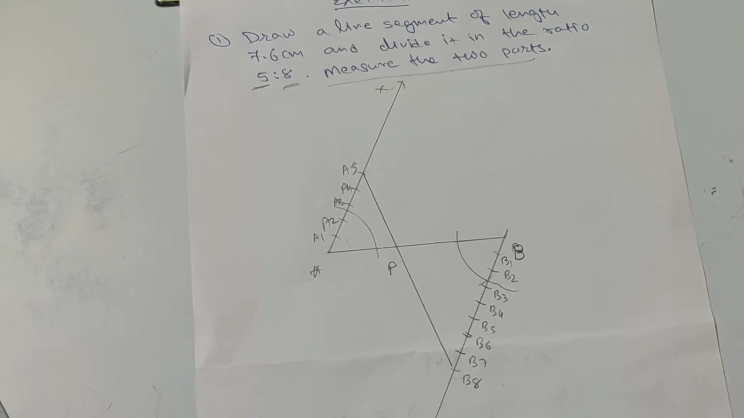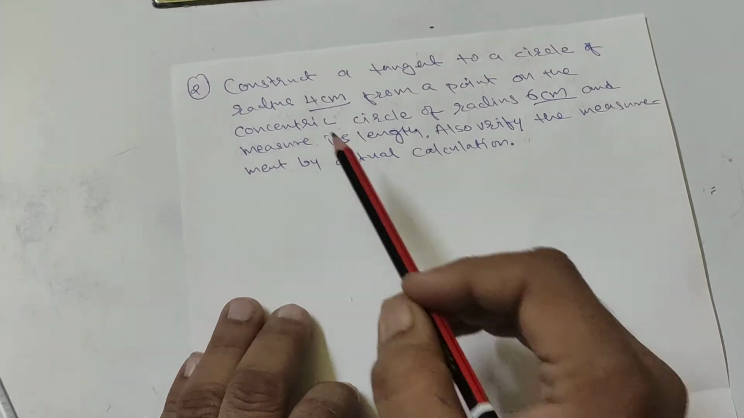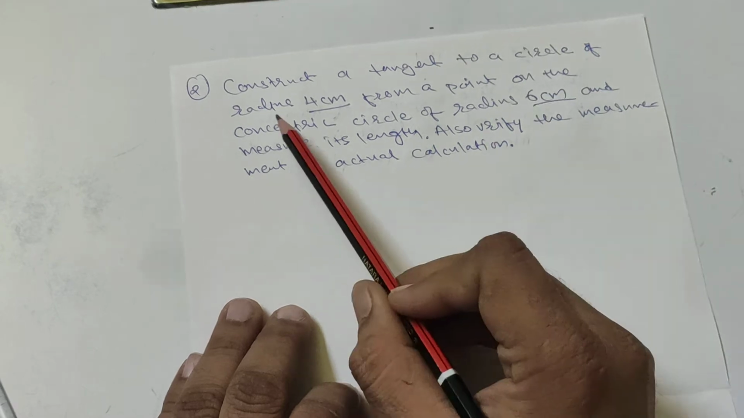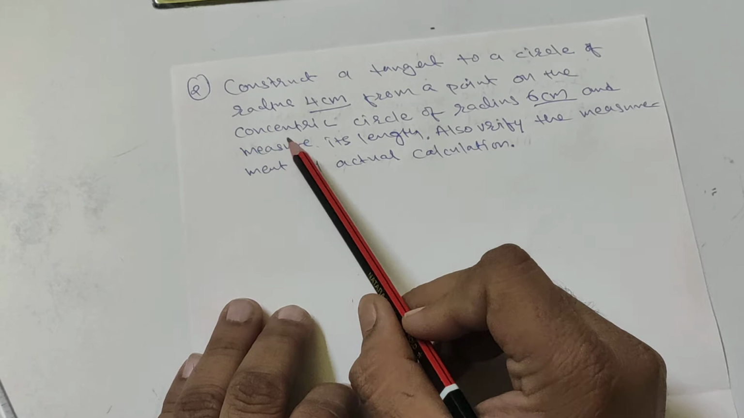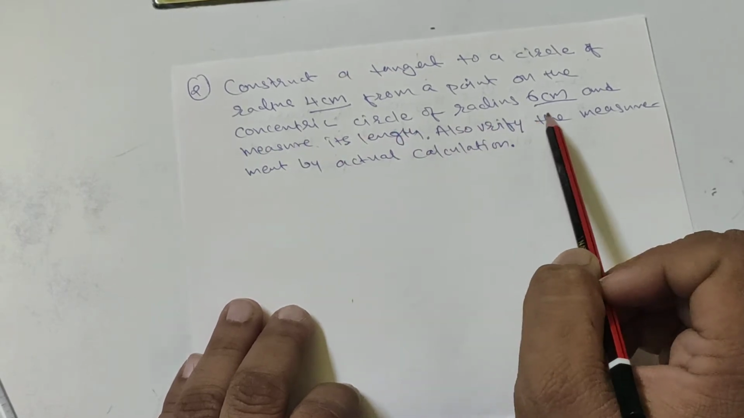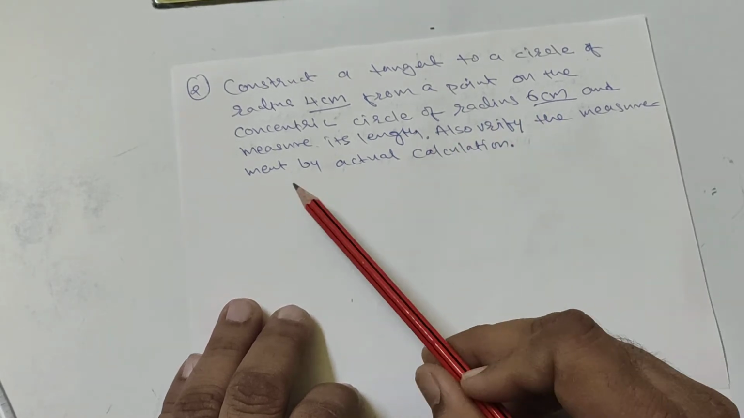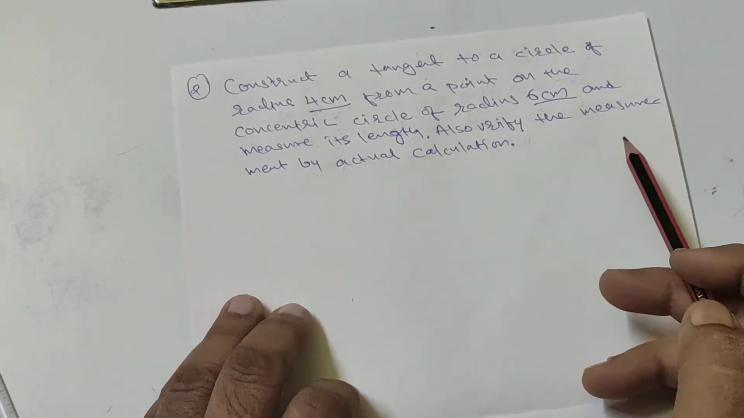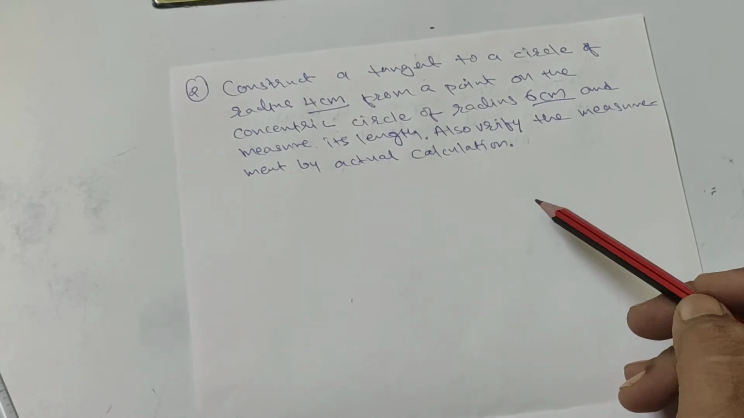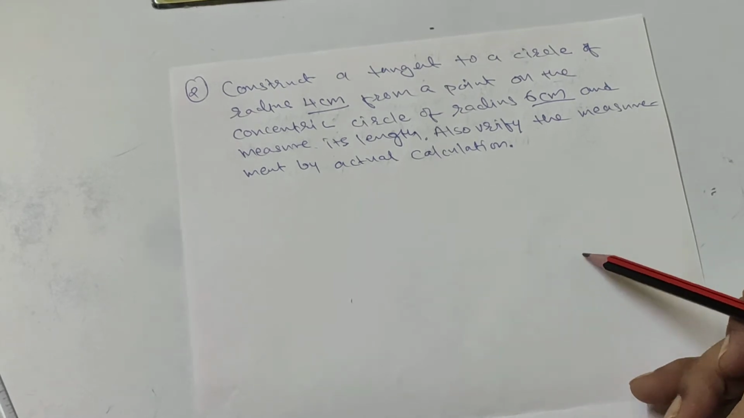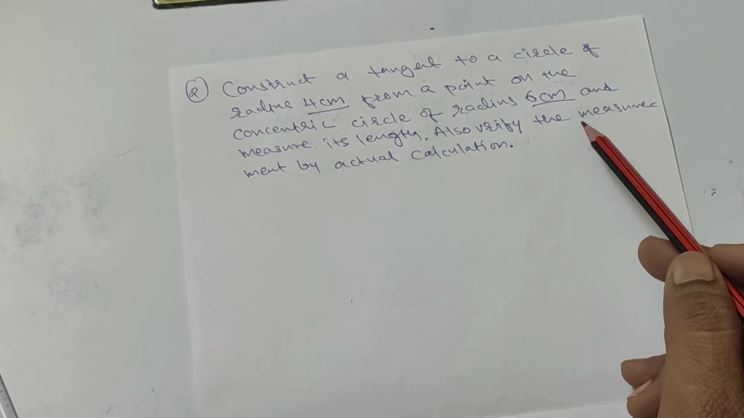So let's move on to the next construction. This is my second construction, in which they are asking us to construct a tangent to a circle of radius 4 cm from a point on the concentric circle of radius 6 cm and measure its length. Also verify the measurement by actual calculations. So actually there is a construction in which we have to draw tangents to the circle from a point outside the circle. So it is similar to that one. This is exactly similar to that one.